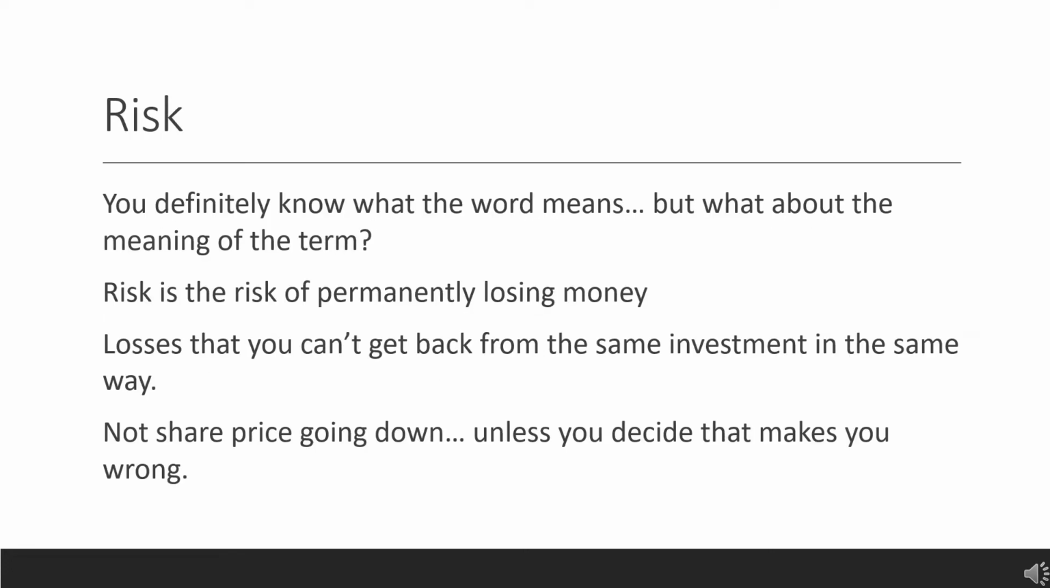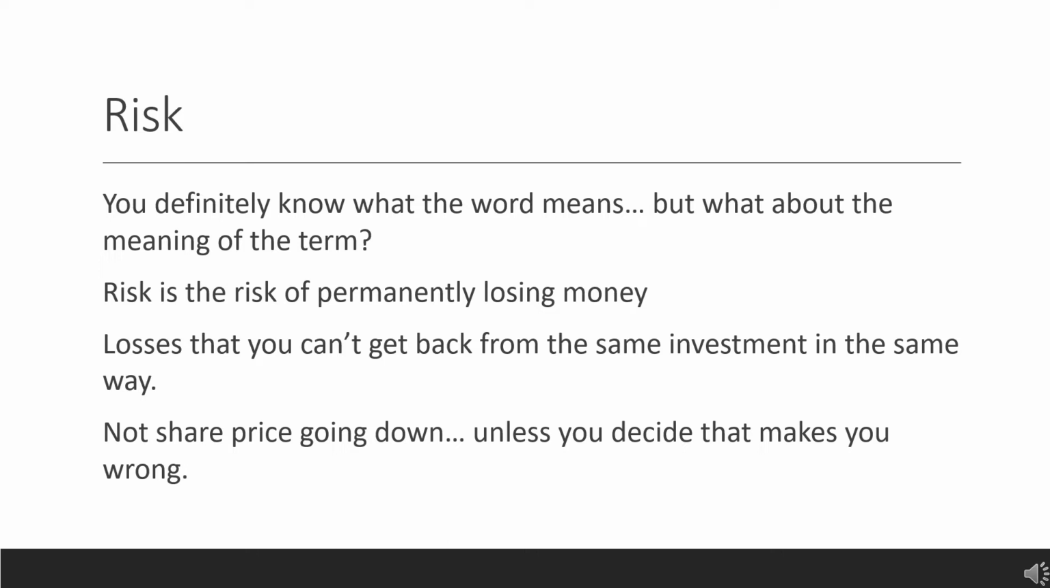Let's start with risk. I'm sure you all know what risk means as the word, but what about the meaning of the term? Because for me, in investing, risk is the risk of permanently losing money. And I'm talking about losses that you can't get back in the same way from the same investment. This is not the same thing as the share price going down, because that can always happen, but that's not necessarily risk. Share price goes down, share price goes up. That's volatility, and I'll get to that in a second.